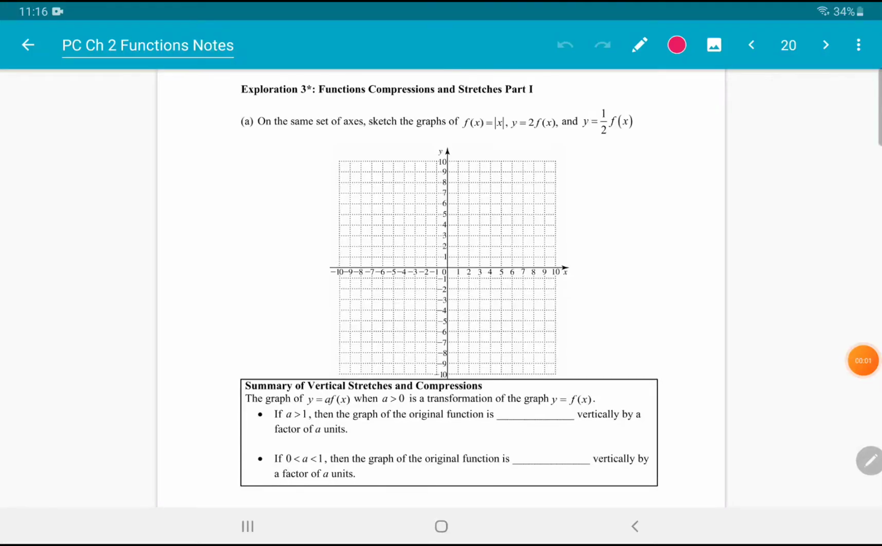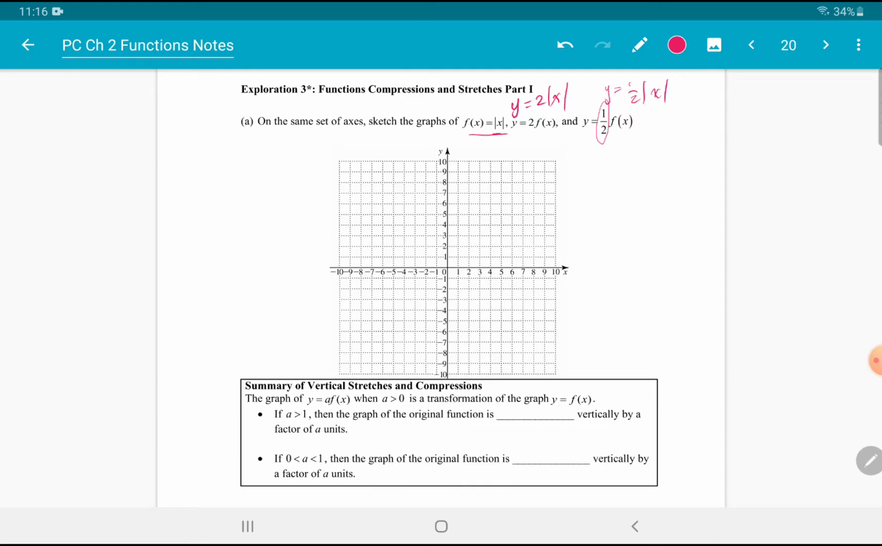For our next transformation, let's look at compressions and stretches. You'll notice in our first example here, exploration 3, how the number is directly outside the function itself. What I mean by that is if our parent function is y equals absolute value of x, then what we're seeing here is that we have y equals 2 times absolute value of x. Notice how that 2 is outside the parent function. Or right here you see y equals 1/2 absolute value of x.